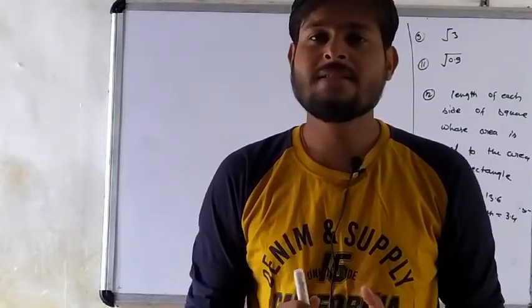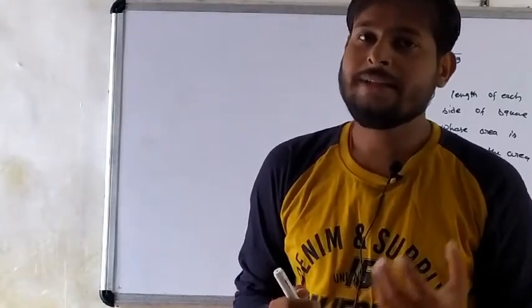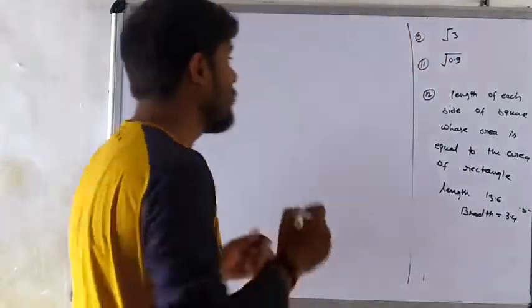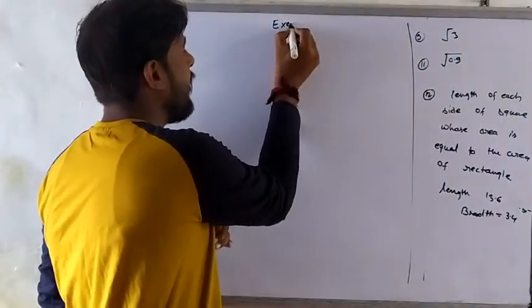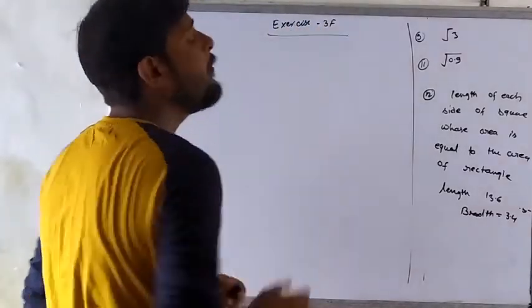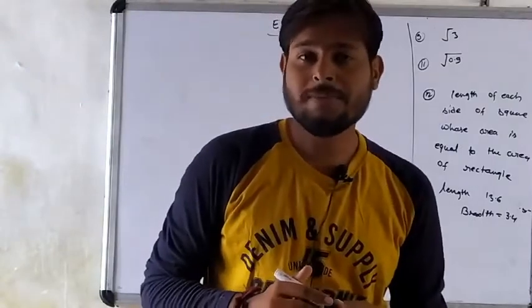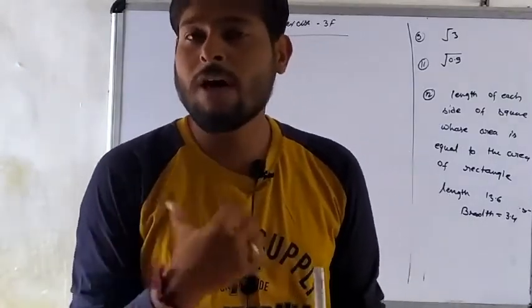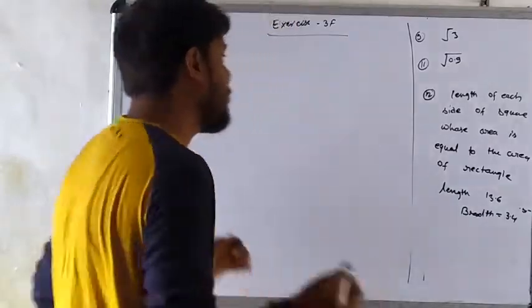Today we will discuss our next exercise, that is exercise 3F, a few word problems. Today we will find the square root of some rational number, or how to find the square root of a given number up to correct decimal places.